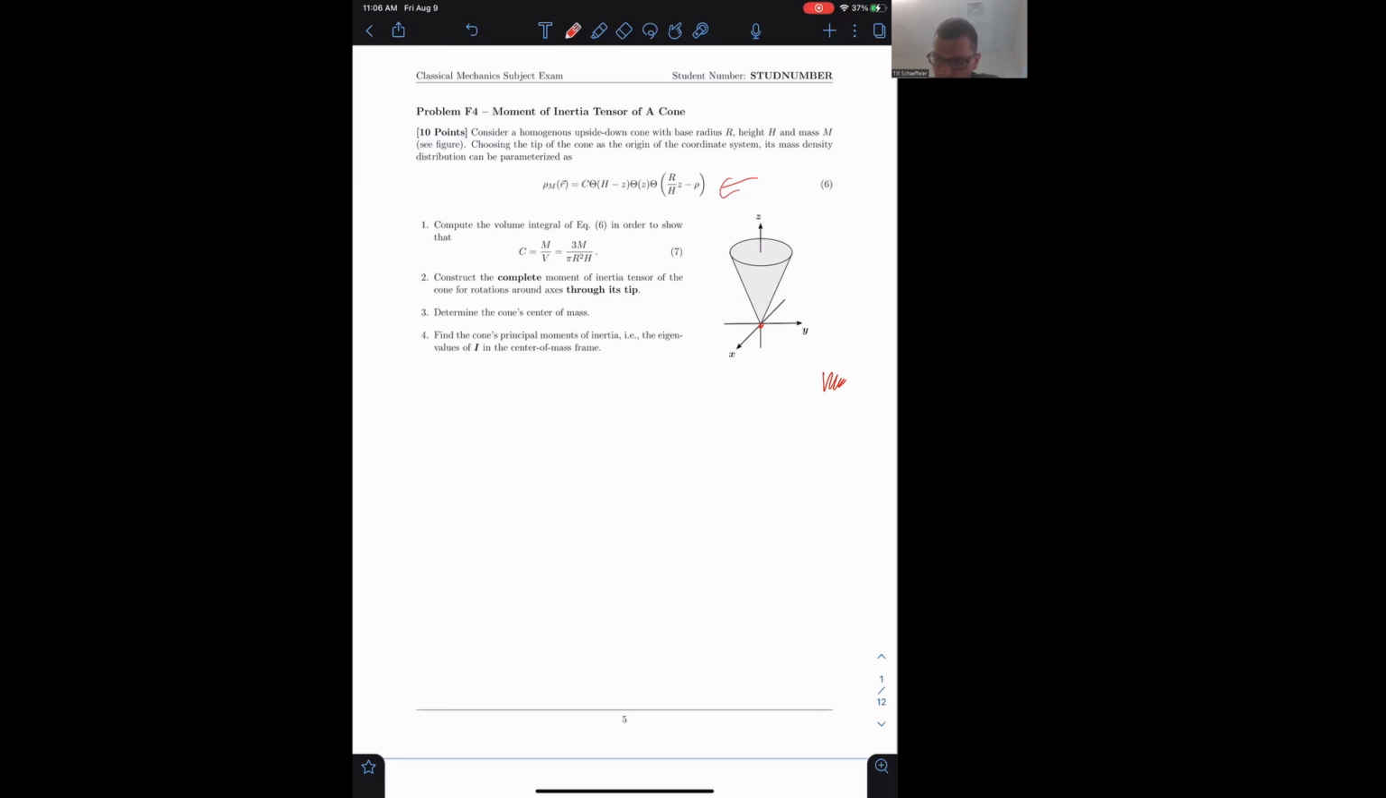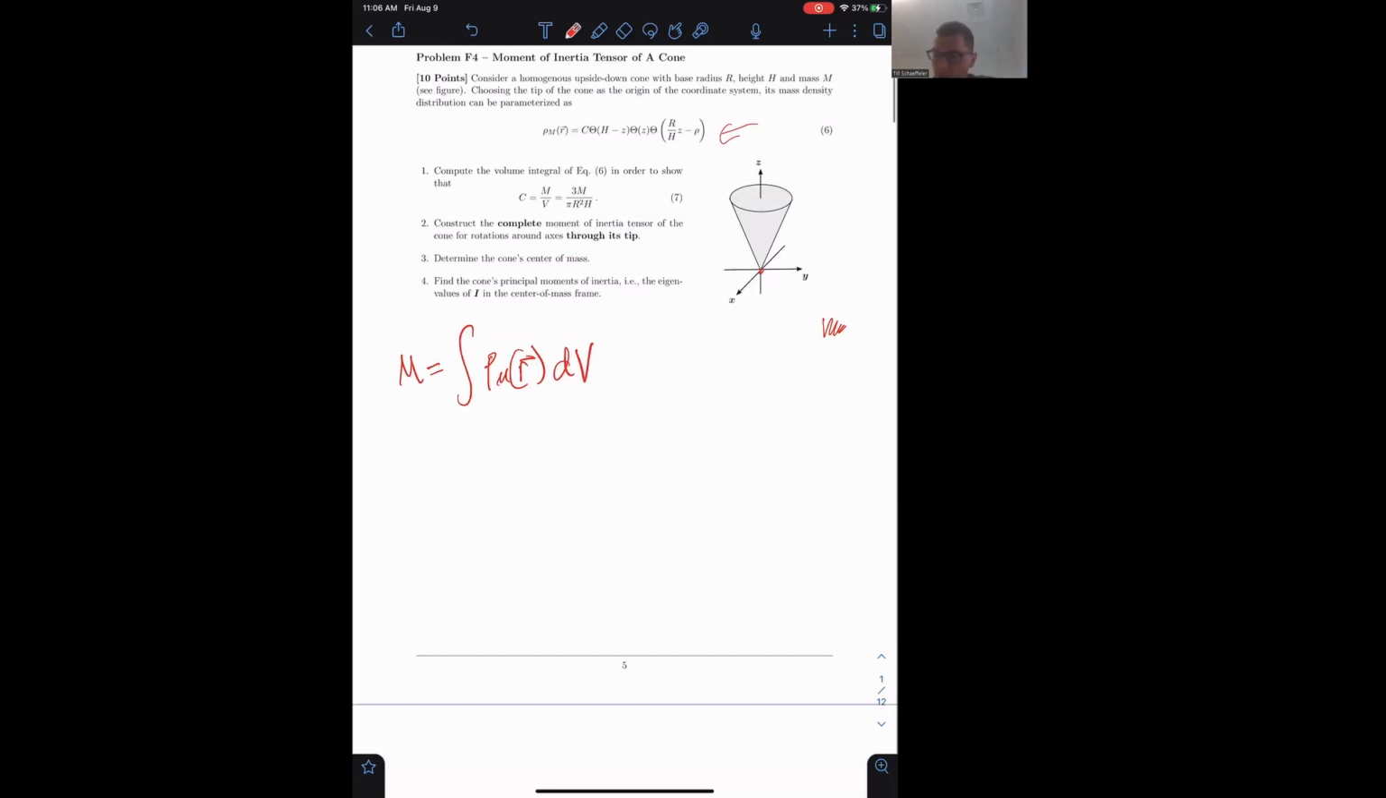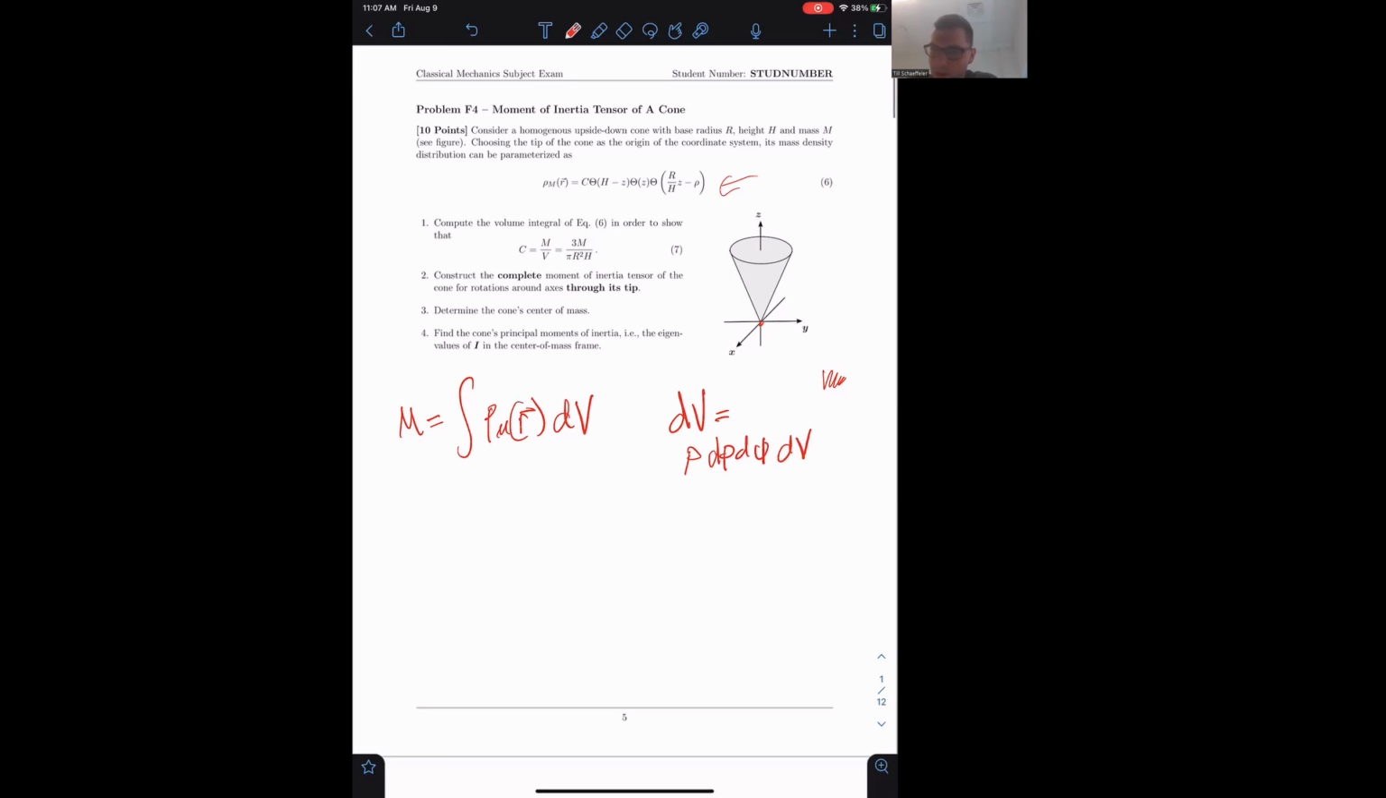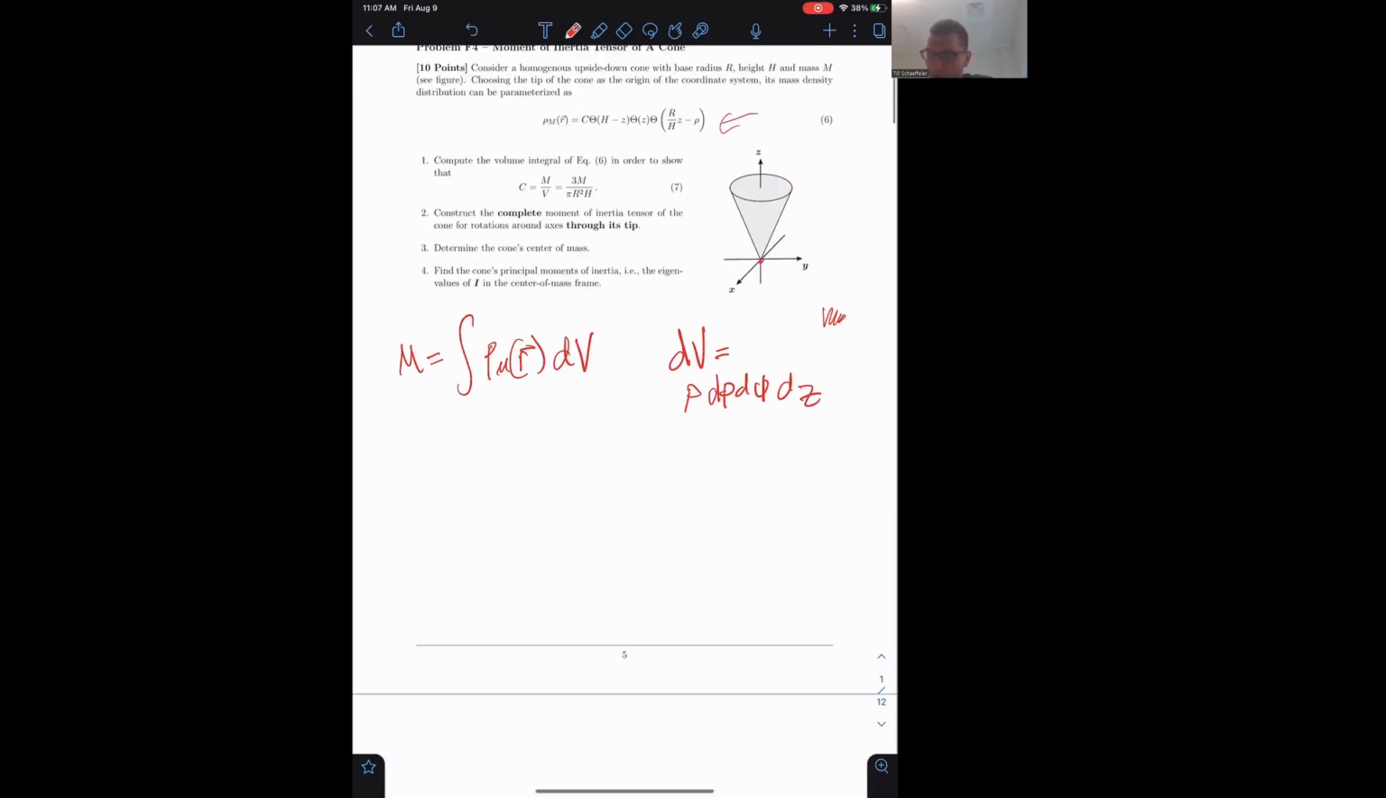So m is equal to the density distribution times dV. Because this cone has cylindrical symmetry, we're going to use cylindrical coordinates. The volume element in cylindrical coordinates is given by rho d rho d phi dz.